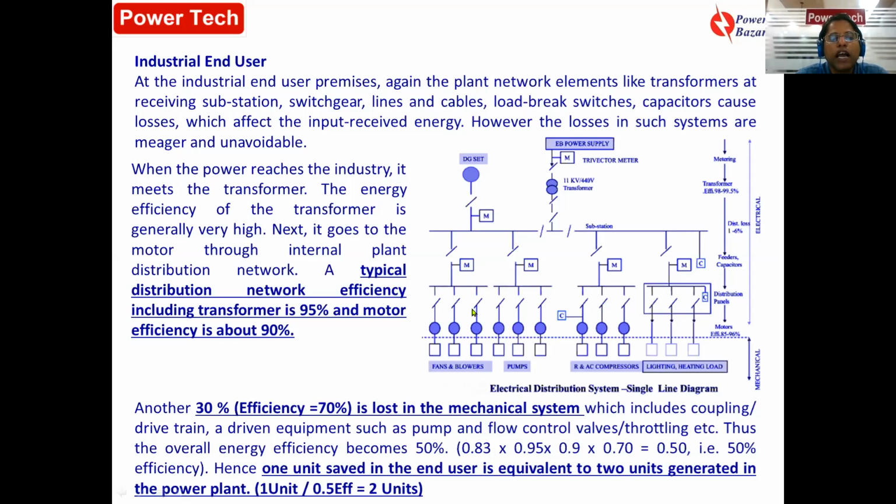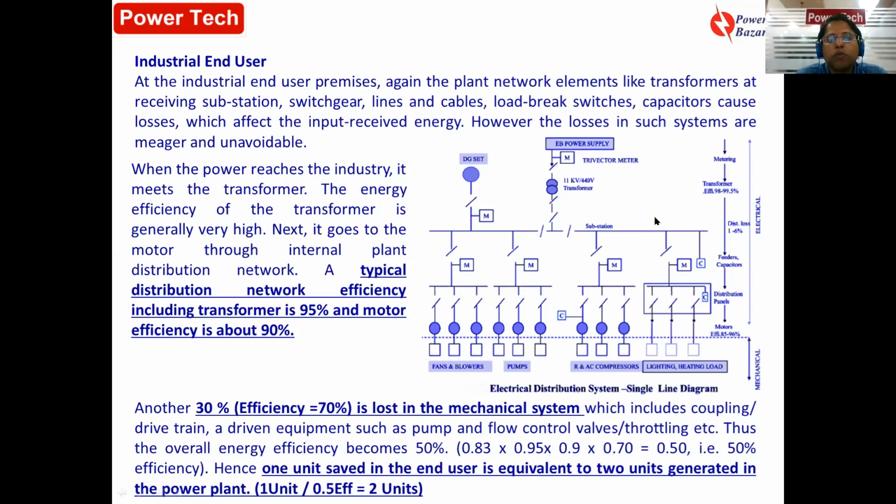Now this meter records the power supply consumption for all the fans and blowers. This is the motor, this is the driven equipment, the fan or blower, and this is another breaker, and this is the cable. Similarly, for pumps, you have a separate circuit. For the RAC compressor, you have another separate circuit. For lighting and heating load, you have another circuit.